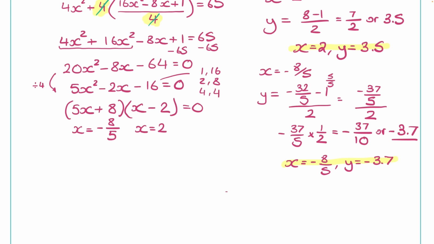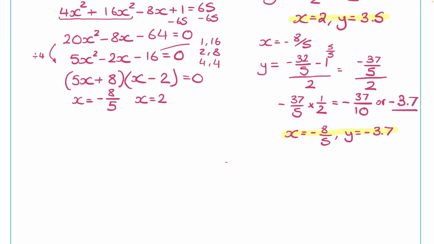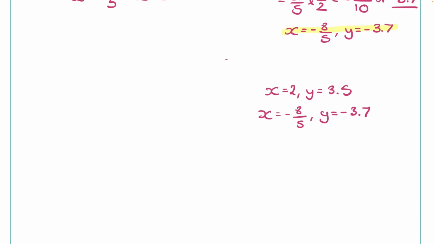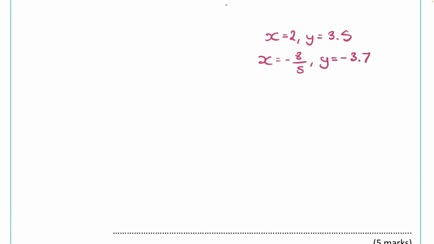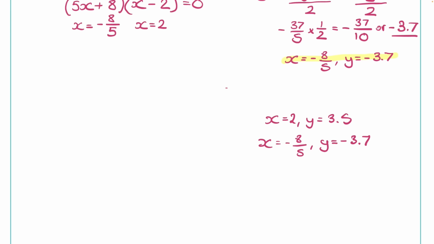So we've got a lot of solutions there. Of course, you want to make sure that your answer is nice and clear for this, so we'd want to write x equals 2, y equals 3.5, and x equals negative 8 over 5, y equals negative 3.7. So there are different ways that dotted lines can give this to you. This one's got a long dotted line, so we'd write the whole thing.